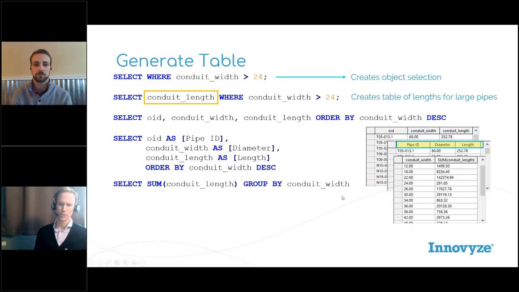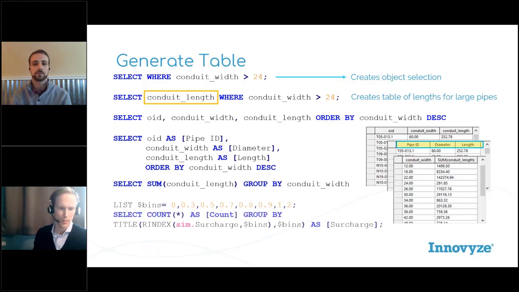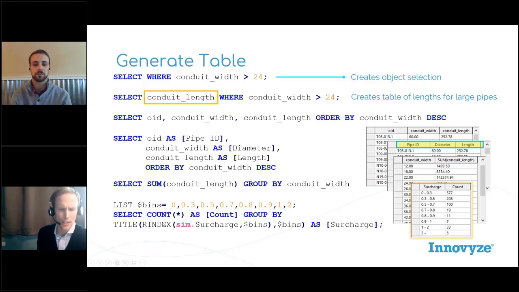But what if we want to do a table like this, but group it by a field that is more continuous, such as surcharge, or something where it doesn't fit into easy bins? What if we want to define our own bins? You can do that using the R-index function. I hadn't used this much myself, but it's definitely useful. This is the syntax. You create a list, and we'll come back to lists later, but you define your list from 0.3 up to 2 for surcharge state. Then we select the count, so we're just counting the number of pipes in each bin. And then we use title R-index, the surcharge results, and then those bins. That's going to come up with a table.